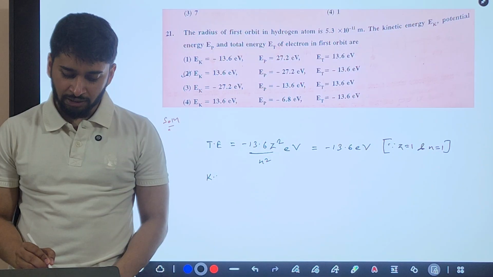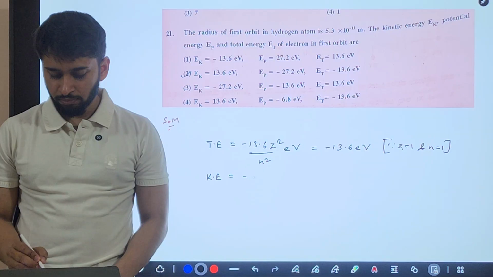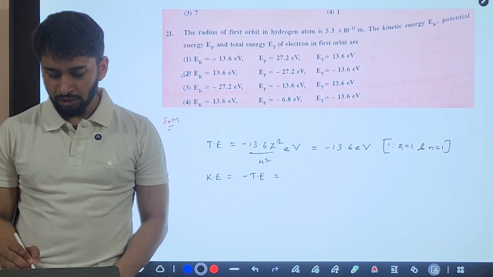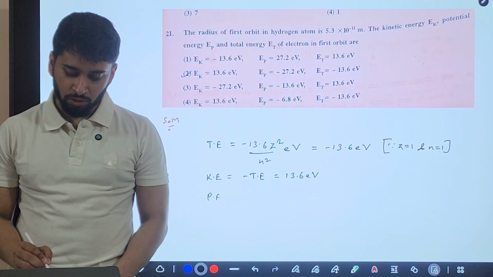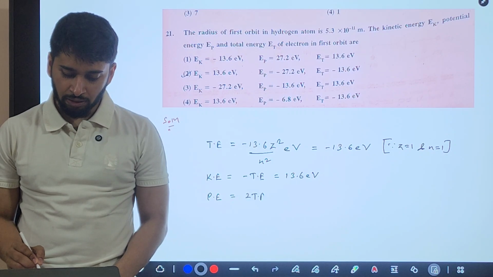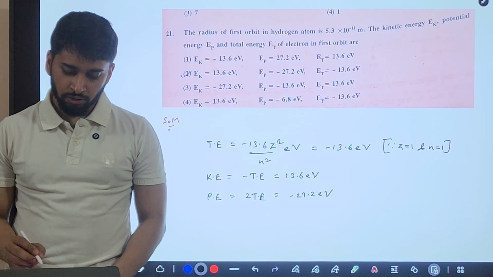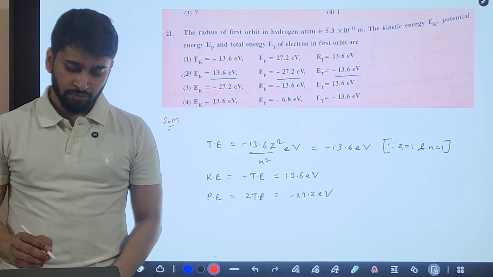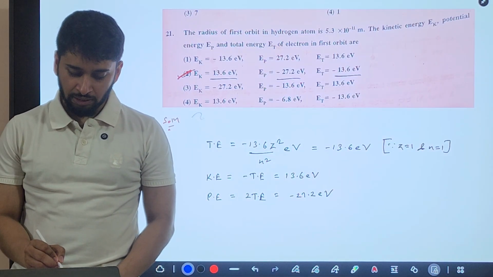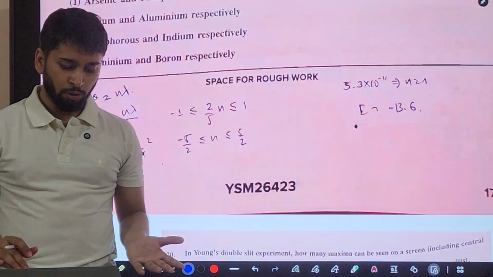First let us start with the kinetic energy. Kinetic energy is negative of total energy, so that becomes 13.6 electron volt, and the potential energy is 2 times the total energy, which will become minus 27.2 electron volt. So kinetic energy should be 13.6, potential energy should be minus 27.2, total energy will be minus 13.6. So the answer will be option 2. Clear? I hope no confusion there.